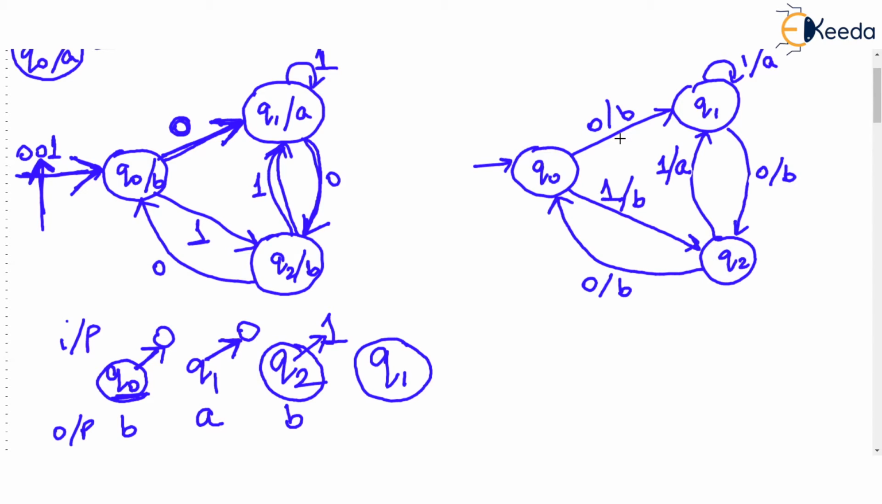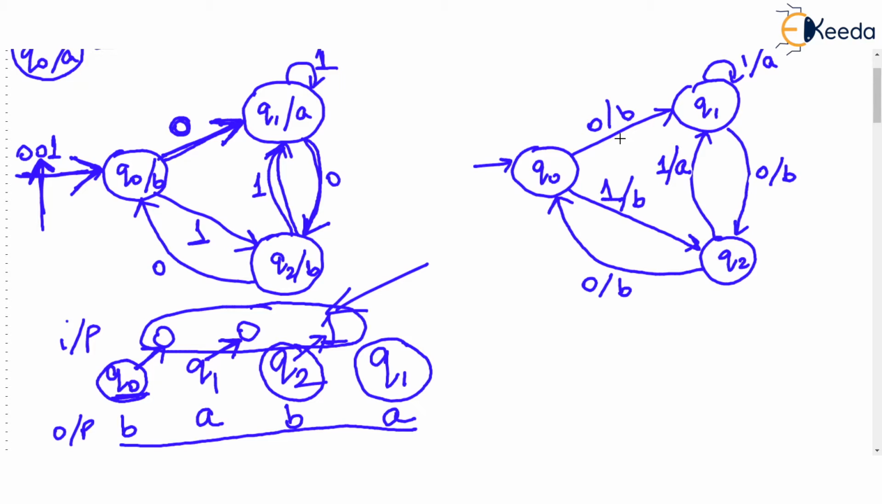Since the machine is in Q1, it will produce output A. That 1 was the last symbol in the input, so the machine will halt. But you see the output contains 4 symbols B, A, B, A, whereas the input was only 3 symbols 0, 0, 1. That was the working of this Moore machine.